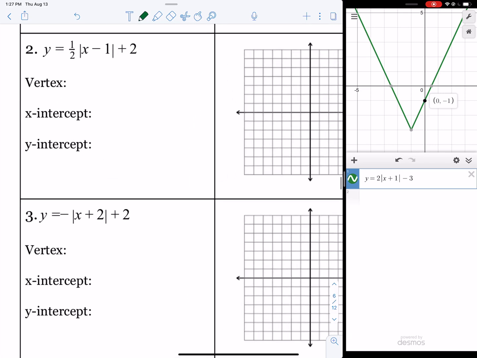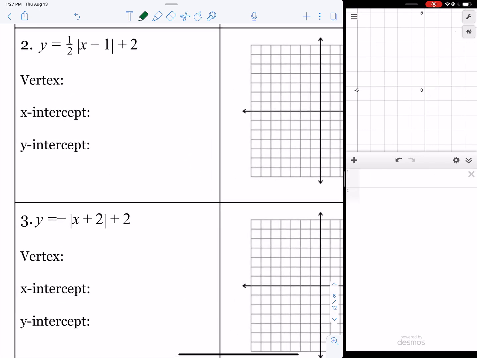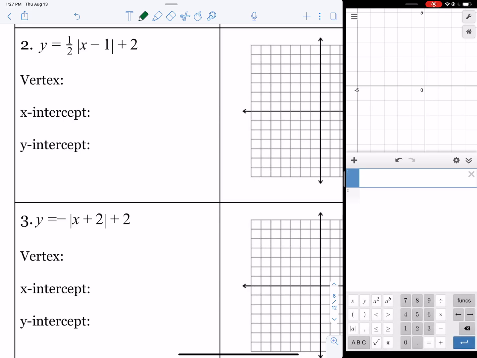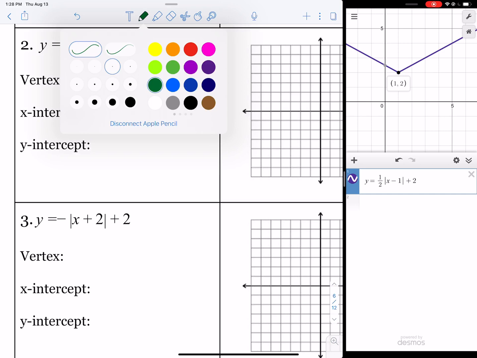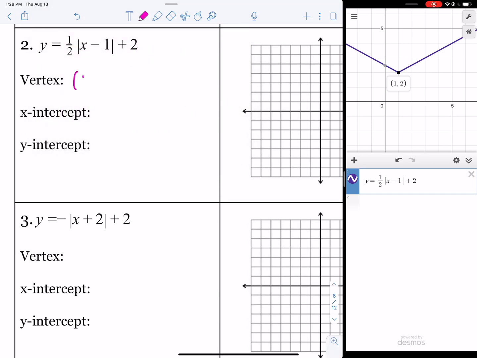Let's do another one. So let's type in number 2 into Desmos, just like it looks. So put y equals 1/2 the absolute, we gotta scoot over first. Put the absolute value of x minus 1 plus 2. Okay, so let's pick out our vertex, which is 1, 2. So notice that is the same as your h and your k value up there at the top.